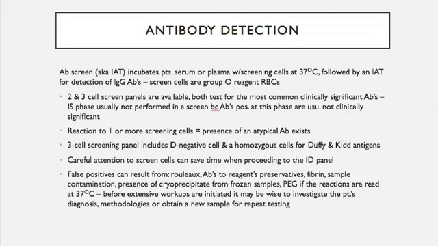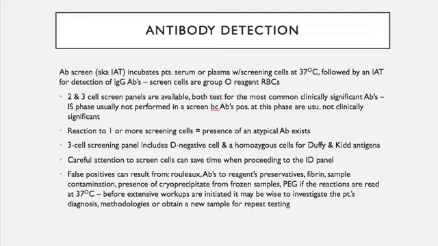So the initial spin or the room temperature phase of testing is going to detect your IgM antibodies because those are the colder reacting antibodies. But remember that IgM antibodies are typically the ones that are not going to be clinically significant. They're typically not going to cause transfusion reactions. They're just going to cause issues during the testing. So a reaction to one or more of those screening cells indicates the presence of an atypical antibody. So it indicates that the patient has an atypical antibody.